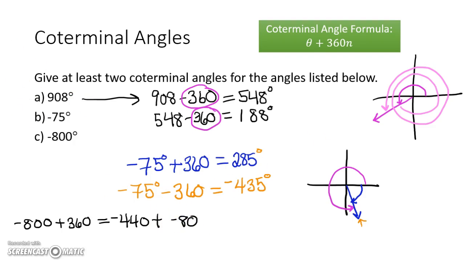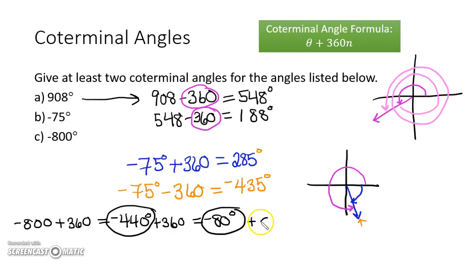Oops, I wrote that wrong. So we want to add 360, which gives us negative 80. So here I already have two coterminal angles, but just for fun, let's try to get it into the positive region there. So let's add another 360. And you have 280. So you can see here, it's going to be a little bit past that 270 line.